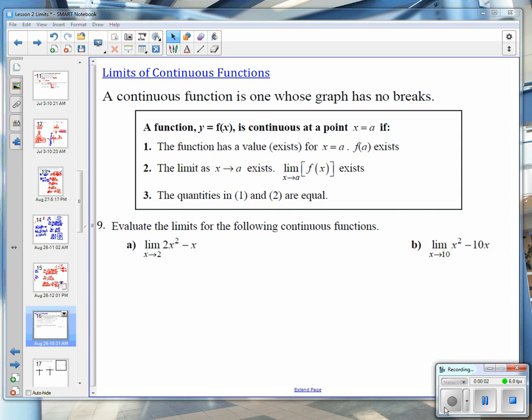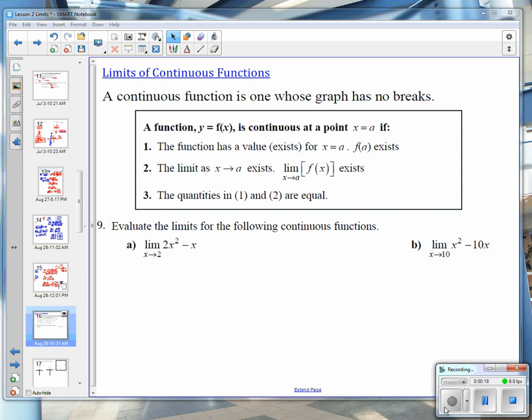Right, in lesson 8, we're going to be talking about something that already seems really familiar. All of this stuff, you're going to be like, I already know this. But there's one difference in, I guess, the terminology. This is the limits of continuous functions.